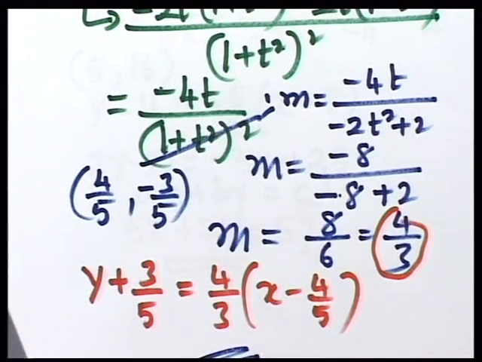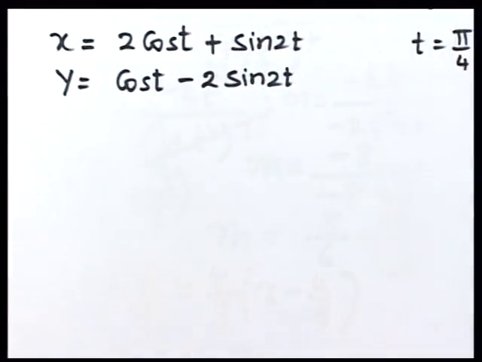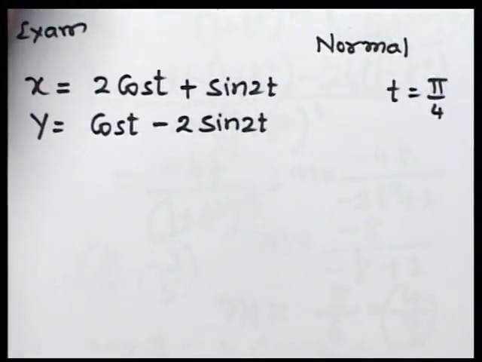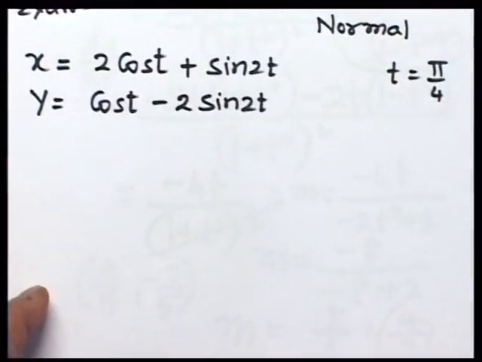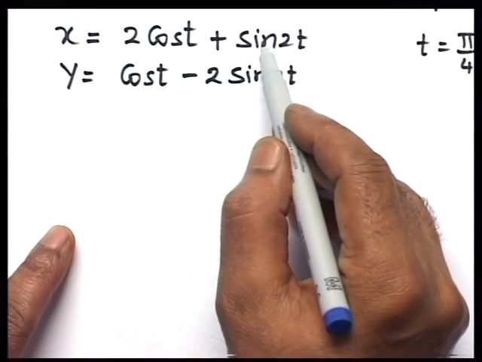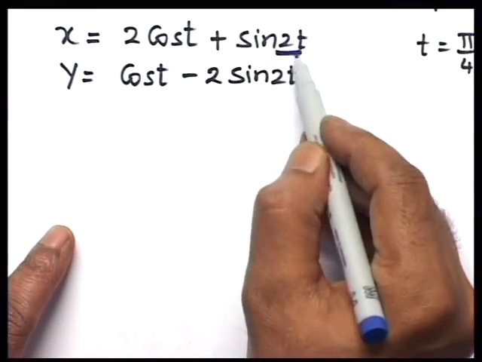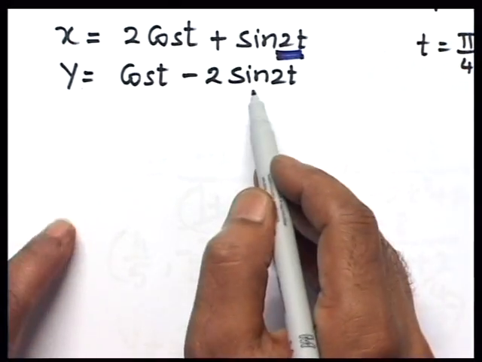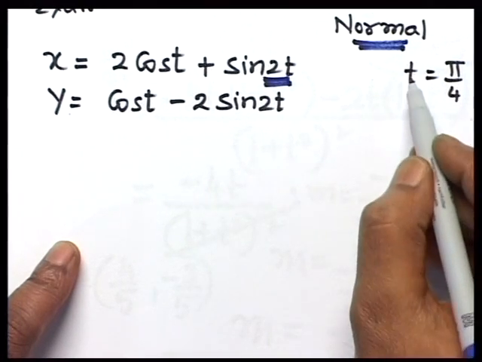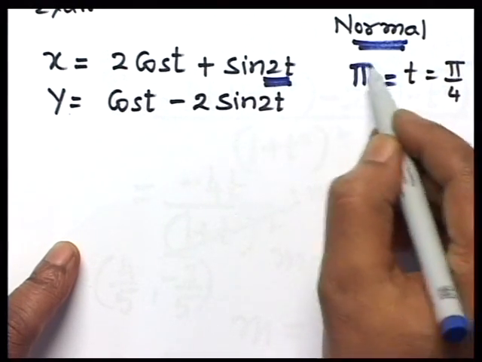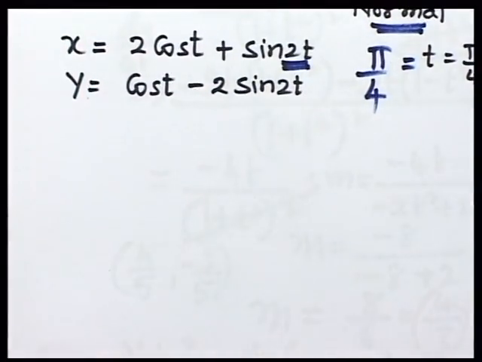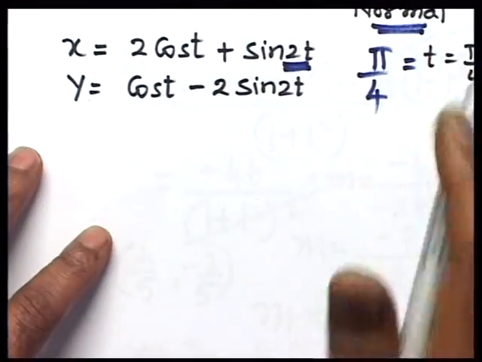Now we are taking a different question which involves trigonometry now. Very important sums. We have x equals 2 cos t plus sine 2t, double angles please, and y equals that. They want us to find the equation of the normal at t equals pi over 4, right? That's 45 degrees. Equation of the normal please, not the tangent.